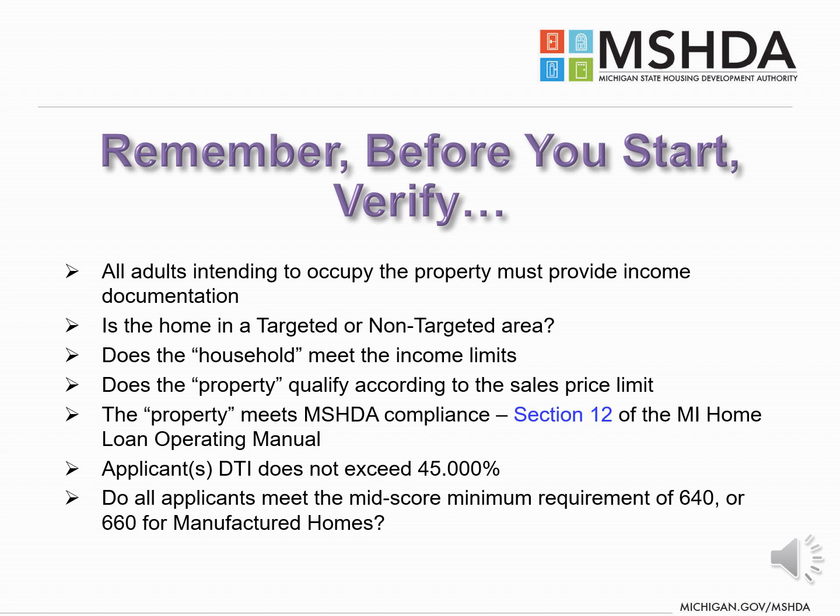Remember, before you start, verify that all adults intending to occupy must submit income documentation. Verify the home is in a targeted or non-targeted area. Verify if the household meets the income limits. Verify if the property qualifies according to the sales price limit. Verify if the property meets MSHDA compliance. See Section 12 of the My Home Loan Operating Manual for more information. Verify the applicant's DTI does not exceed 45%. Verify all applicants meet the mid-score requirements of 640, or 660 for a manufactured home.